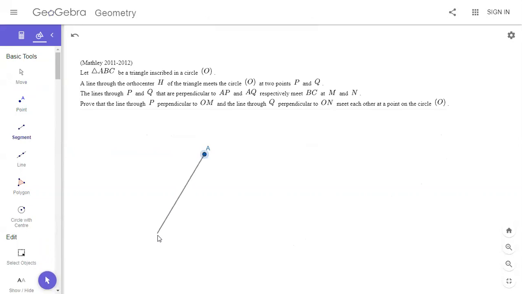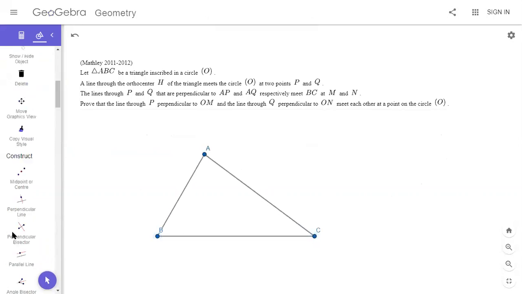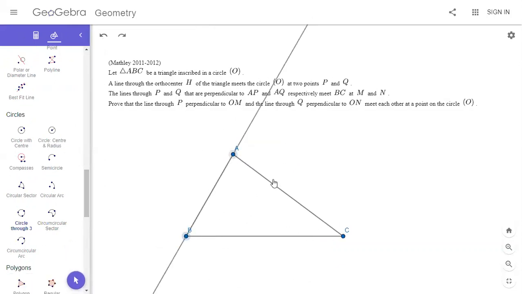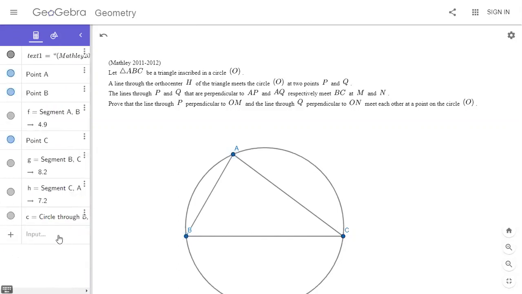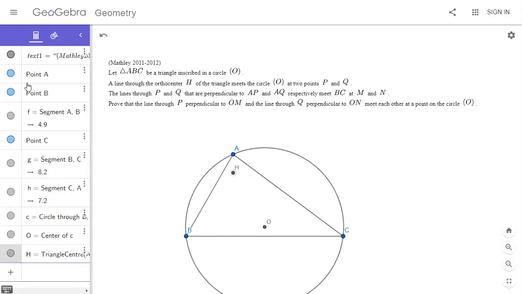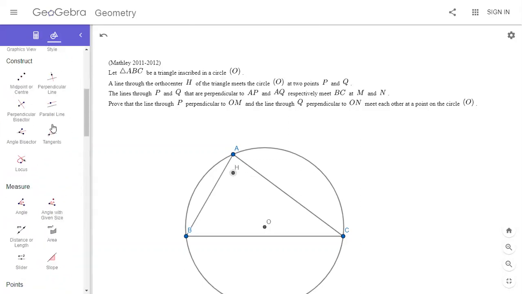So we have a triangle ABC. It's in a circle O. I'm going to draw this as fast as I can. All right, whoops. Sometimes when I do it fast, it's slower because of mistakes I make. So we have a line through the orthocenter H, and it meets the circle at P and Q.